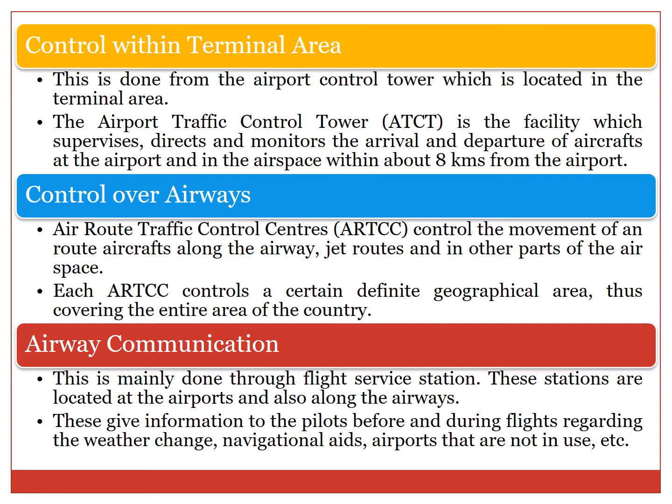The Airport Traffic Control Tower, ATCT, is the facility which supervises, directs and monitors the arrival and departure of aircraft at the airport and in the airspace within about 8 kilometers from the airport.